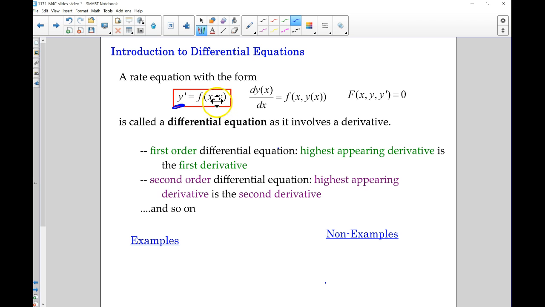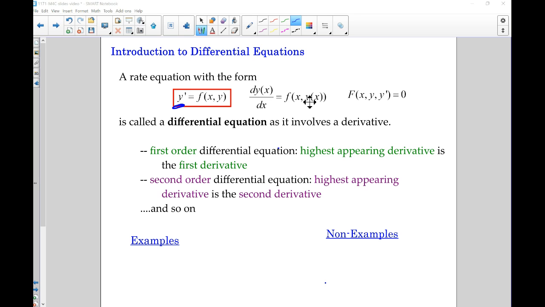and y. Okay, and just other notations that you might see, the equivalent form of this in Leibniz notation would be d of y of x over dx. Again, just saying the derivative of y, where y is a function of x, is equal to a function that contains both x and y.